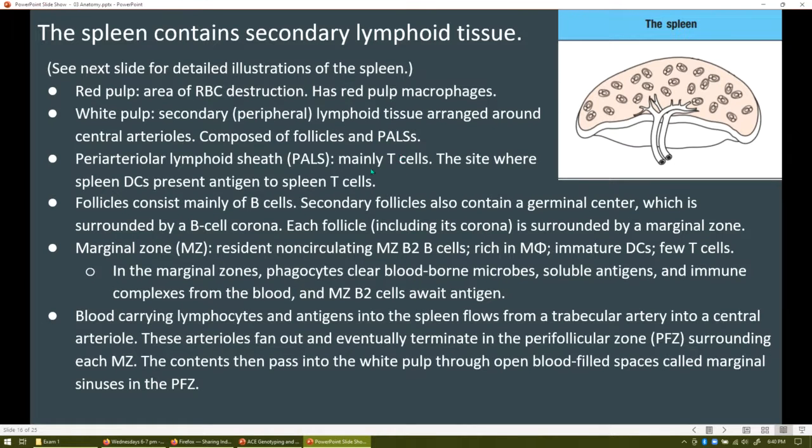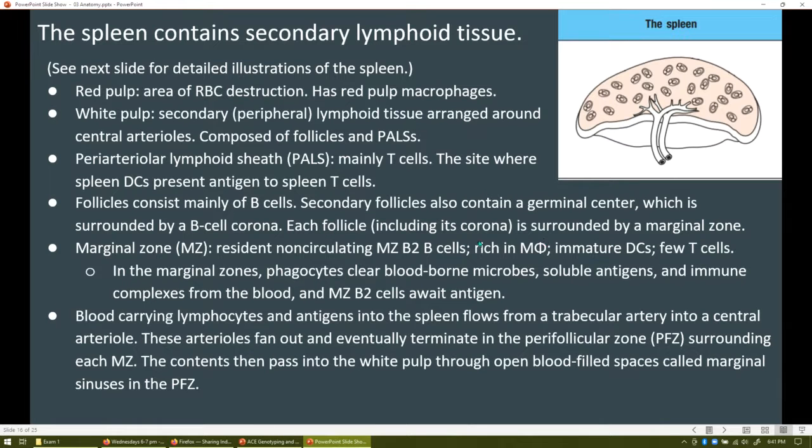Periarteriolar lymphoid sheath. That is mainly T cells. It's kind of like the parafollicular zone. It is the site where spleen dendritic cells present antigen to spleen T cells. Follicles are also surrounding the central arterioles, and they consist mainly of B cells, just like you'd see in a lymph node. Secondary follicles also contain a germinal center, and so you can have the germinal center reaction happening in the spleen. And the germinal center will be surrounded by a B cell corona, kind of like the light zone.